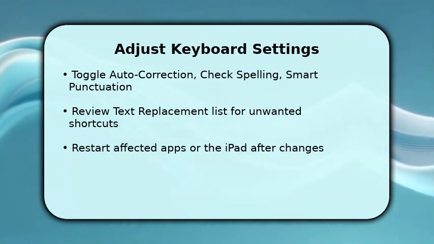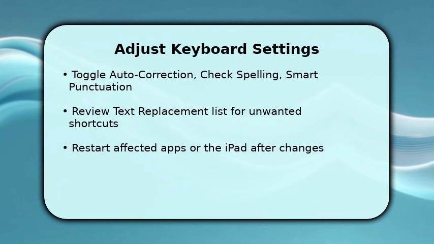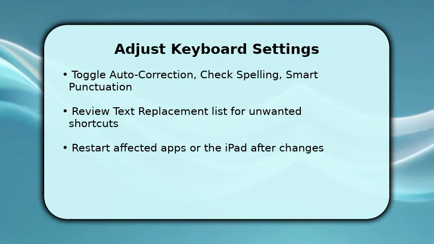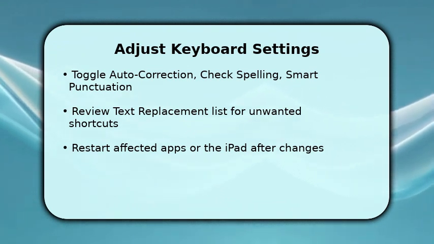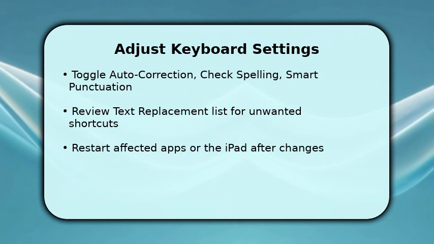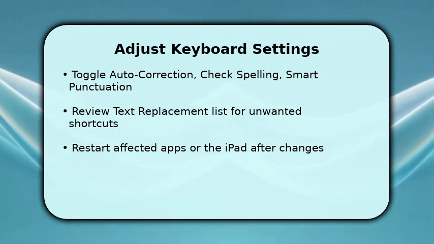Next, inspect text replacement entries. Delete or edit any shortcut that causes wrong replacements. Once adjustments are made, close and reopen apps where autocorrect misbehaved, and if problems persist, perform a quick device restart to ensure system services reload.